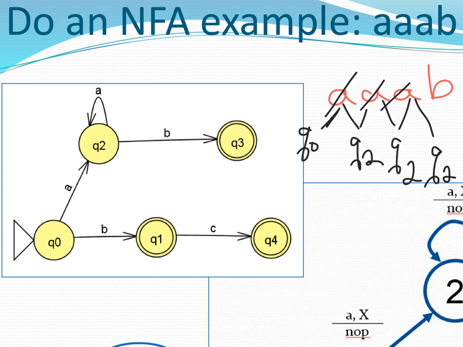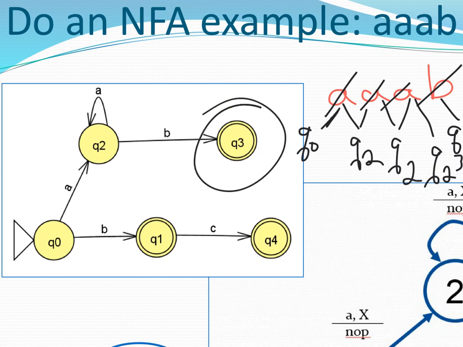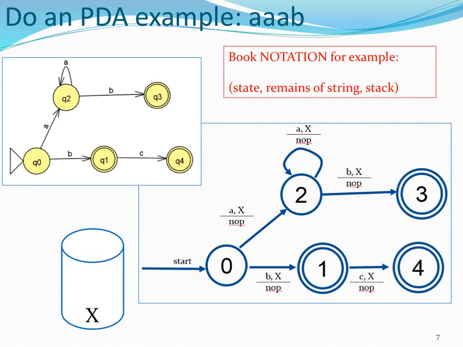So we use up that B, and we jump to Q3, and we're now done. We're at Q3, our string is all used up, and Q3 is a double circle, so we say, hurrah, it's in our language. Now let's do that same example on this PDA down here. Now we have one issue here, which is that little up, down, up, down approach that I did with the NFA.